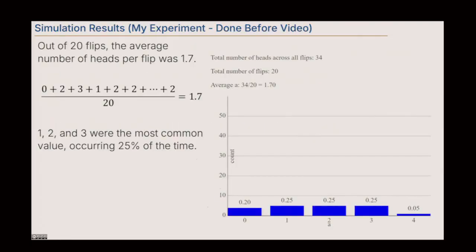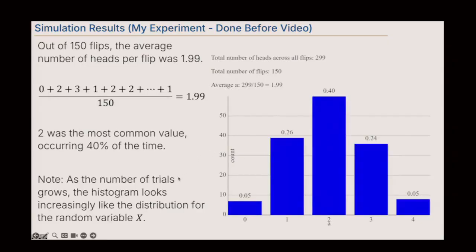So in an experiment I did before class, when I only did 20 flips, the average number of heads I got was 1.7. 1, 2, and 3 were the most common, occurring 25% of the time. When I did 150 flips on my own before class, I had 1.99. 2 was the most common value, occurring 40% of the time, and so forth. And if this is actually modeling reality, then as I flip more and more coins, the histogram is going to look increasingly like the distribution. The distribution is supposed to reflect the probability that things happen, so if I keep doing the experiment, I should eventually get numbers that look very similar.